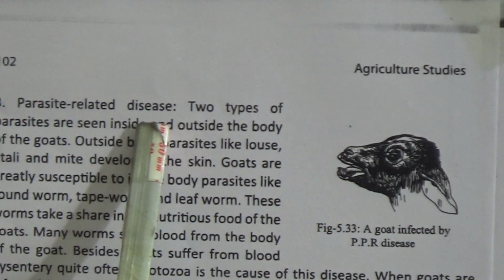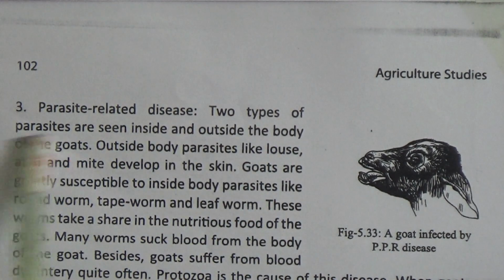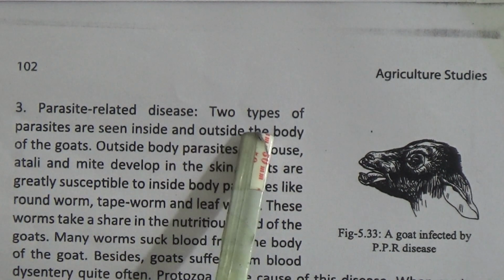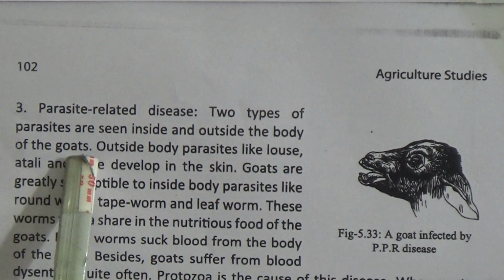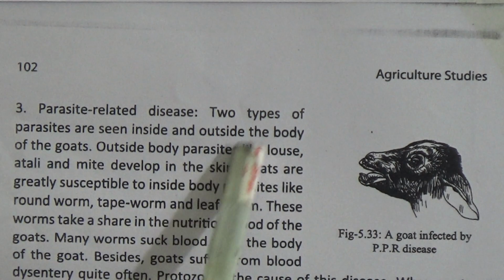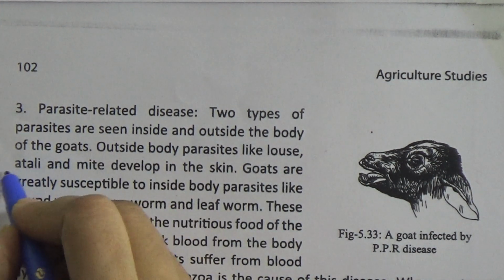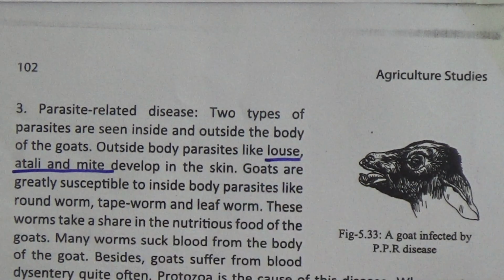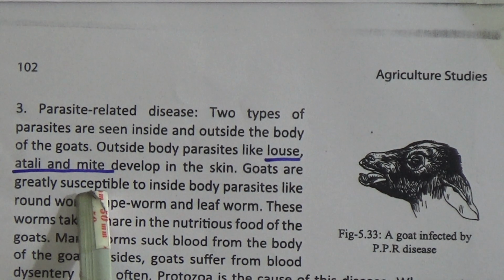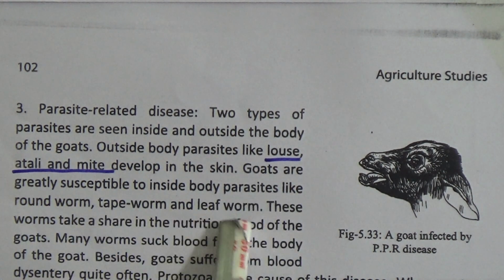Number 3, parasite-related disease. Two types of parasites are seen inside and outside the body of the goats. Outside body parasites like louse, atali and mite develop in the skin. So this causes skin disease. Goats are greatly susceptible to inside body parasites like round worm, tapeworm and leaf worm.